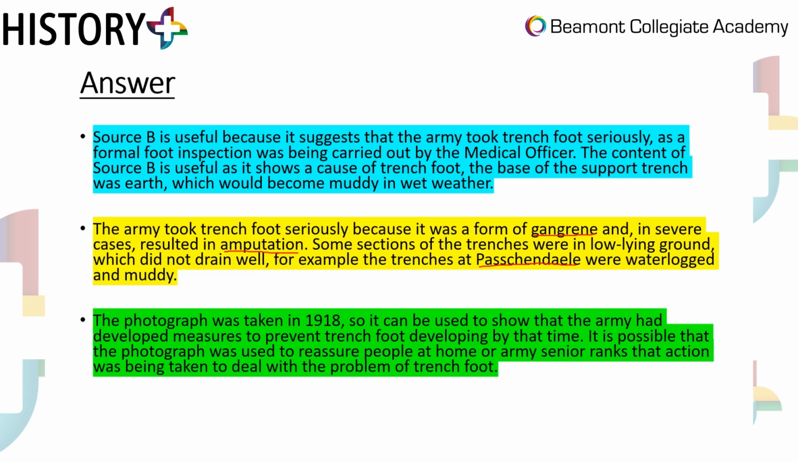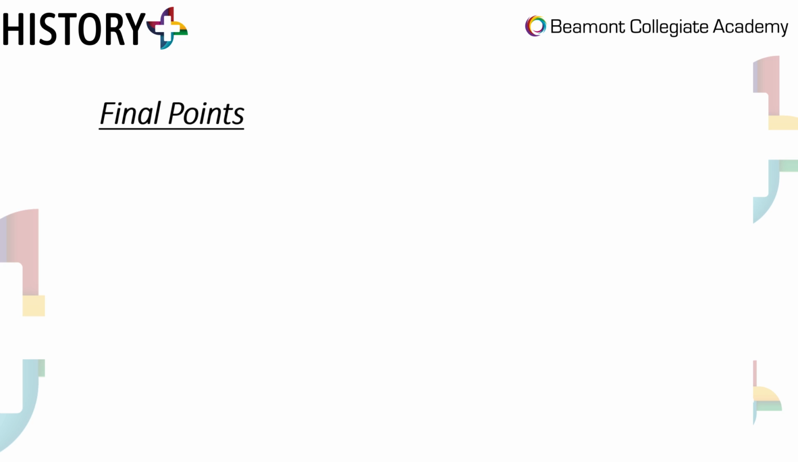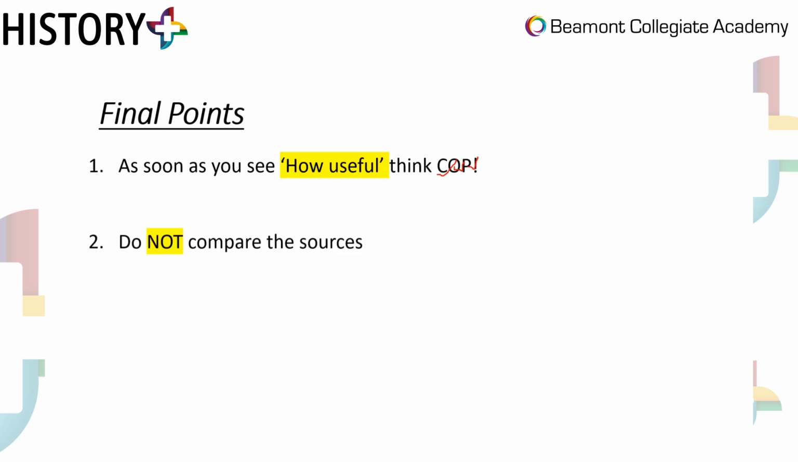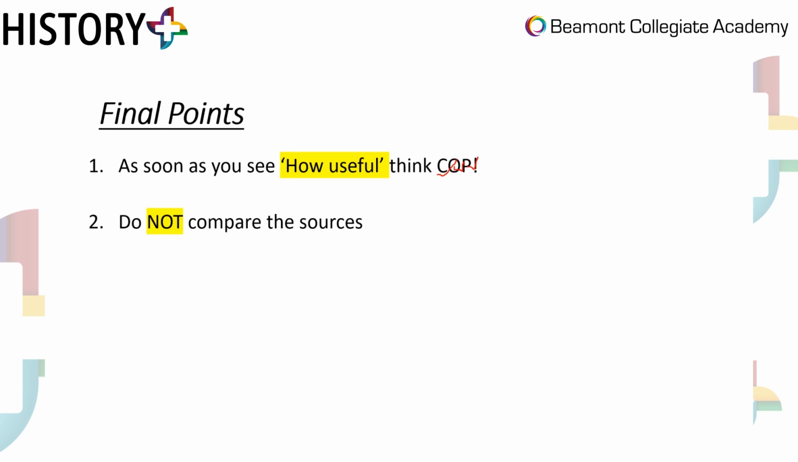So there you have it, guys, for your how useful question. 2 separate paragraphs analysing the sources separately. Some final points for you to end with. As soon as you see how useful, think COP, write it on your papers, and then you can tick the letters off as you answer each one for each source. Do not compare the sources. You write in separate paragraphs. No need to link them together. They are totally separate sources. Just COP them both. There you go.